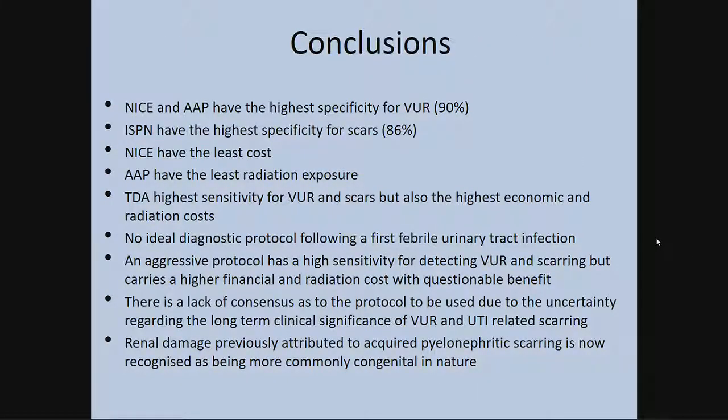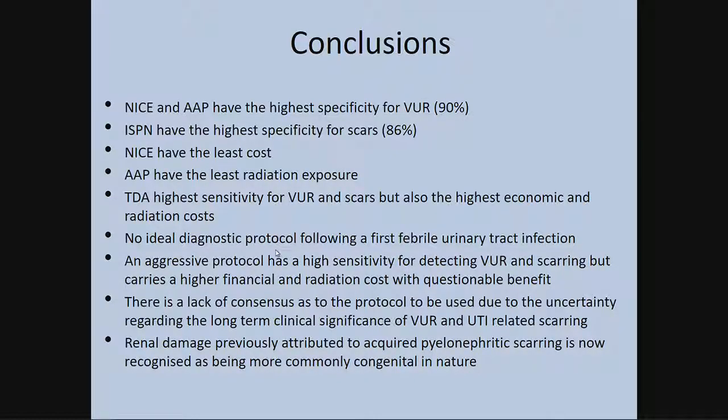So, comparing all these guidelines, the NICE and the American Academy of Pediatrics have the highest specificity for reflux. The Italians have the highest specificity for detecting scars. As could be predicted, the NICE guidelines have the least cost, and the American guidelines have the least radiation exposure. The top-down approach from Sweden has the highest sensitivity for detecting reflux and scarring, but also has the highest economic and radiation cost. And they conclude that there's no ideal diagnostic protocol following a first febrile urinary tract infection.